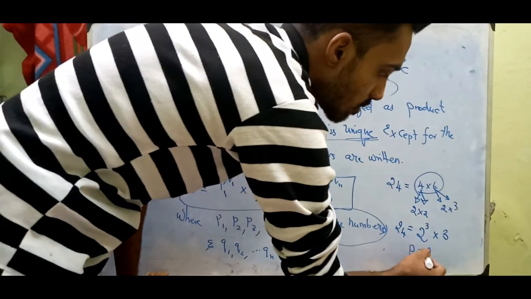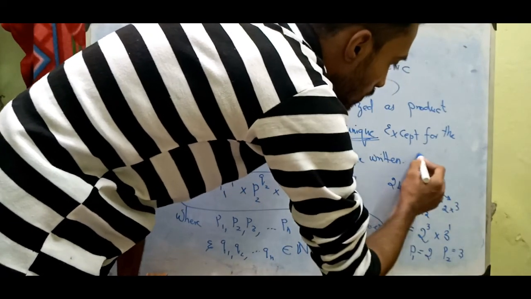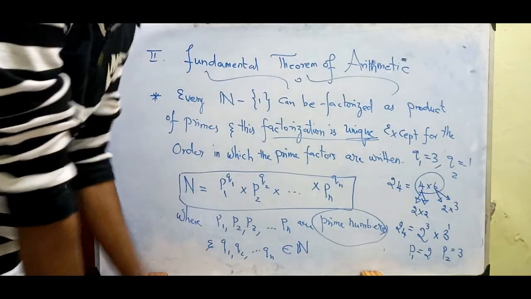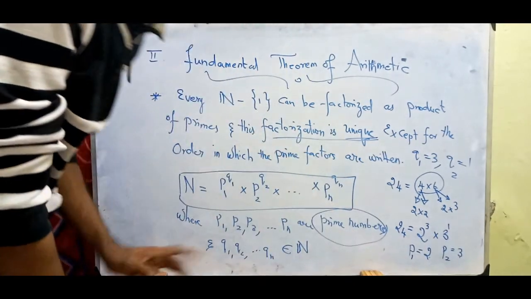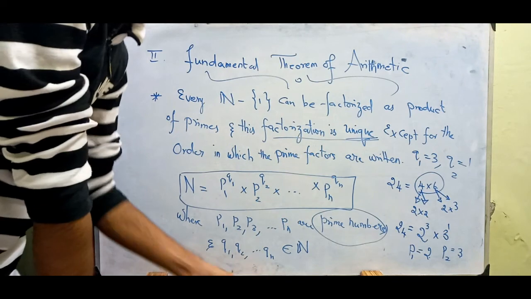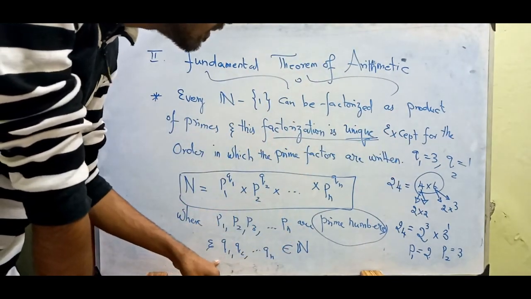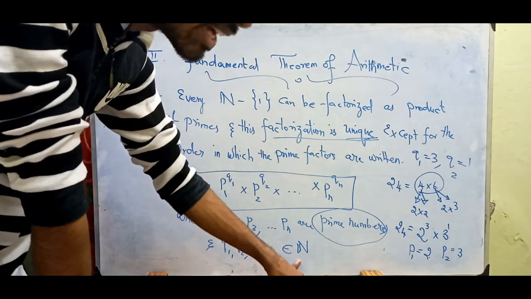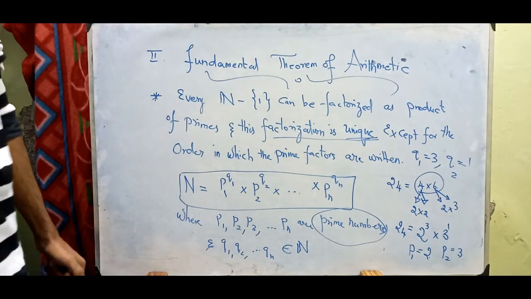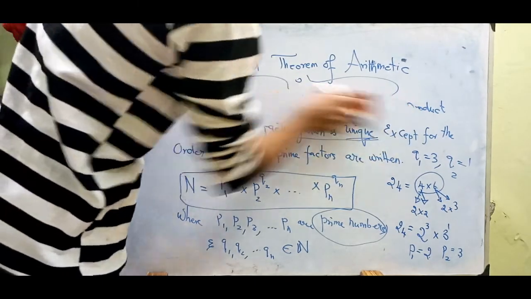So here P1 is equal to 2, P2 is equal to 3, and Q1 is equal to 3, Q2 is equal to 1. So P1 is 2, P2 is 3, Q1 and Q2 are 3 and 1. No matter how it shuffles, either 3 comes first or 1 comes first, it doesn't matter in the power. And Q1, Q2, Qn are natural numbers. They should not be negative. Let us go for some examples so that you can understand clearly.